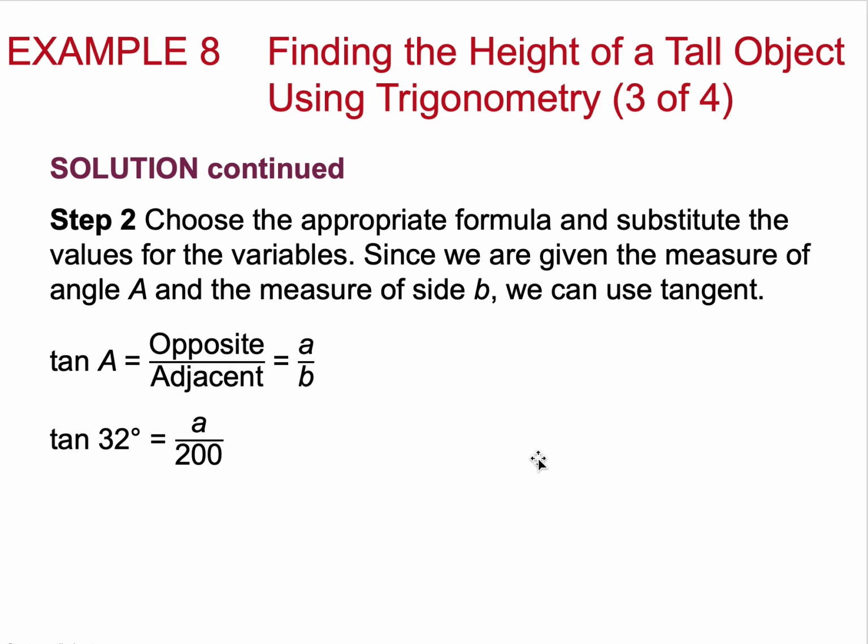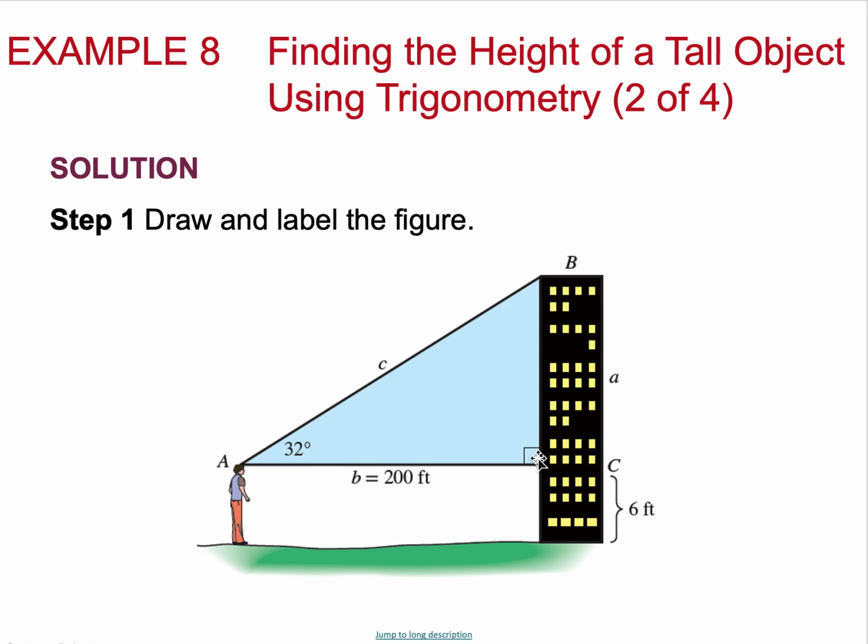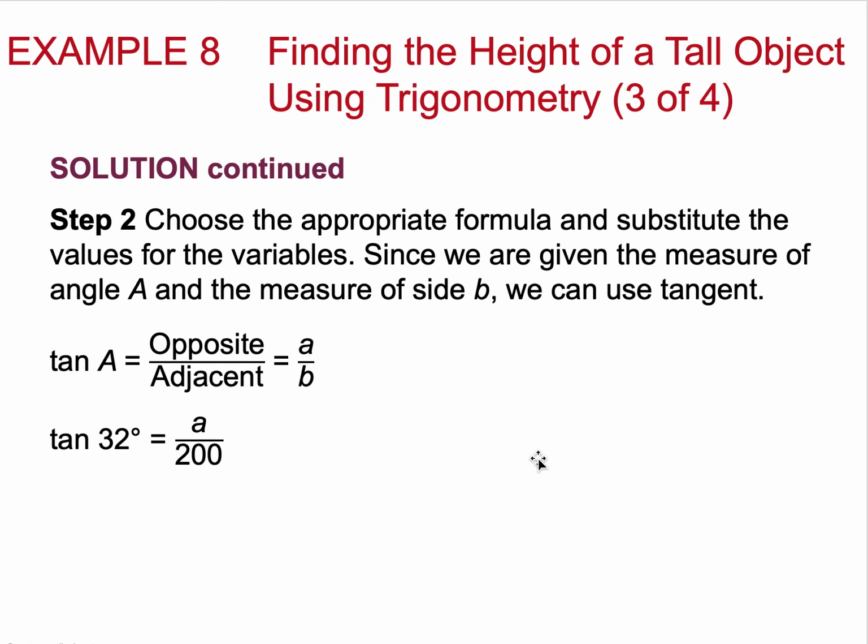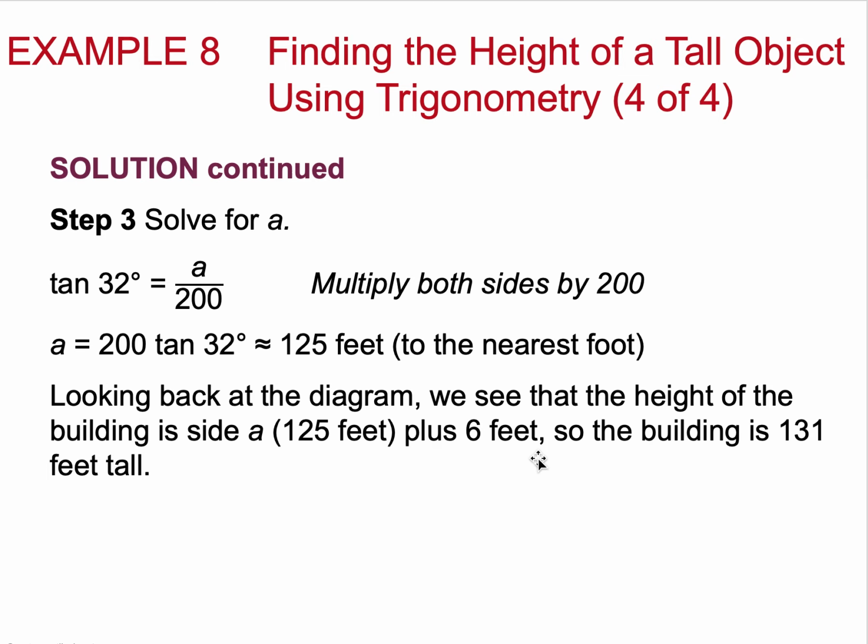So we're going to use the tangent because I'm looking for little a, and I know the adjacent and the angle. So I need my opposite, I know my adjacent, and I know the angle. So I'm going to do tangent of 32 equals my a over 200. So I multiply both sides by 200, and I get 125 feet. Most of your students will say, cool, I'm done. Except you're not done, because they have to add 6 feet onto that. So the building's actually 131 feet tall.